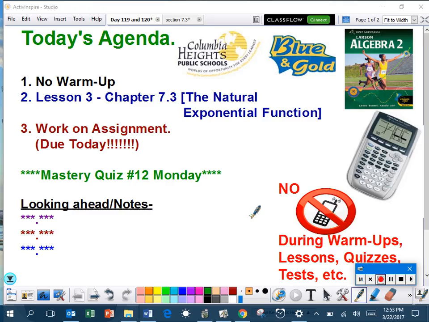Our lesson today is going to be on the natural exponential function. And then, if there's any time, work on the assignment, which will be due when you come on Monday. Don't forget the Mastery Quiz number 12 is on Monday. All right, here we go. This should take us about 20 minutes.